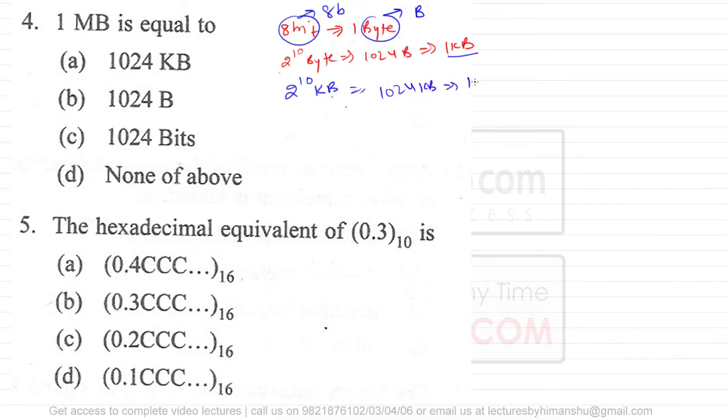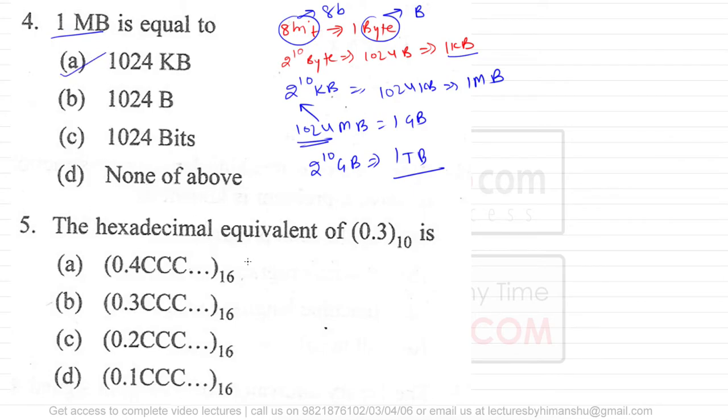Then that is equivalent to 1 megabyte. And 1024 megabyte is equivalent to 1 gigabyte. So whenever I'm writing 1024 interchangeably, I can also write 2 raised to power 10. And 2 raised to power 10 gigabyte is equivalent to 1 terabyte. Now they're asking 1 megabyte is equivalent to. So 1 megabyte is equivalent to 1024 kilobyte.